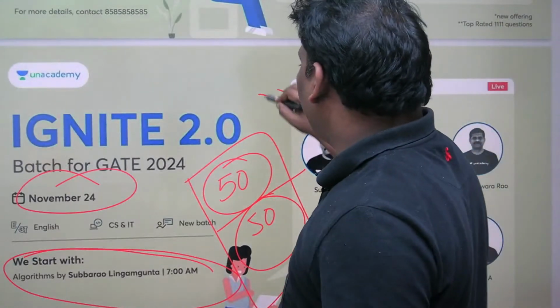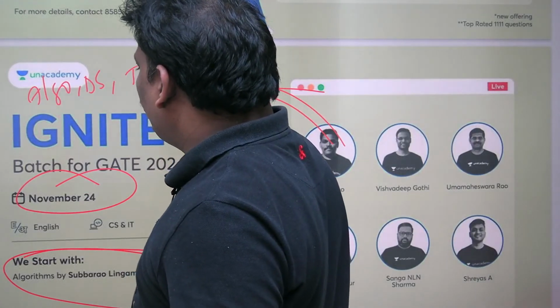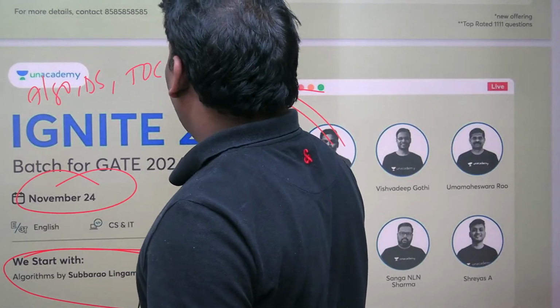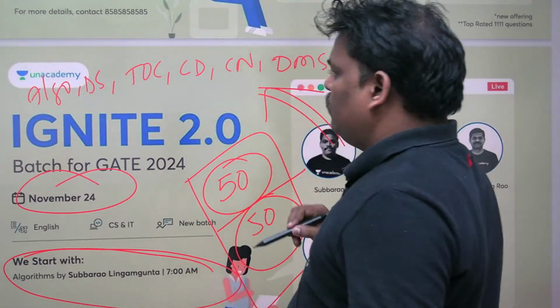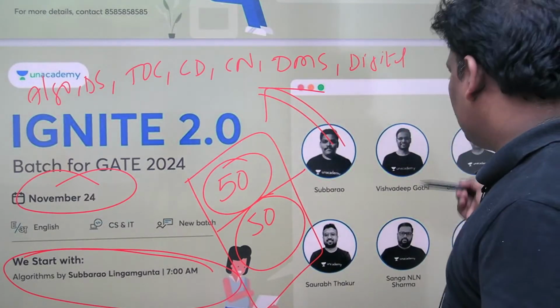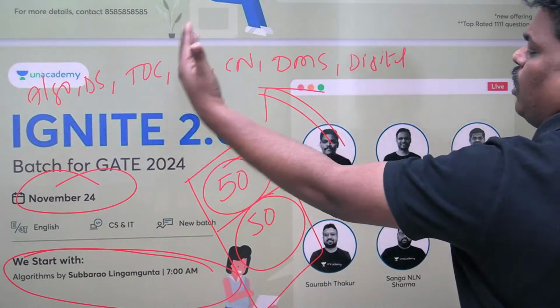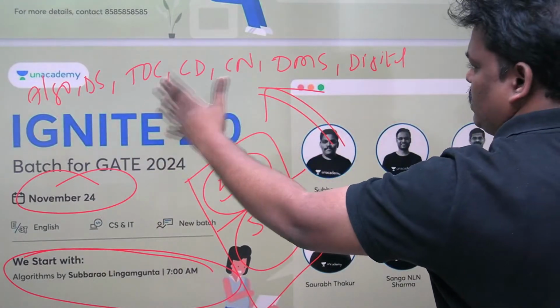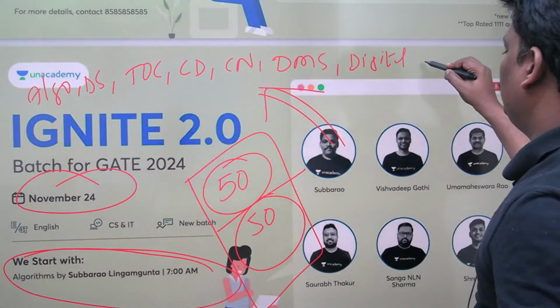And one more thing: I will start Algo, followed by DS, TOC, compiler design, computer networks, discrete mathematics, and then digital logic. One by one I will cover them. For the remaining subjects, good faculty will cover them. This is the sequence I will follow. For other subjects, some more teachers are there, and you can comfortably follow them.